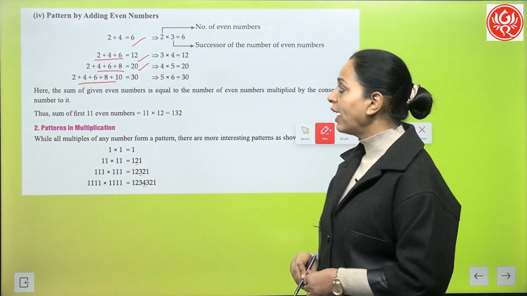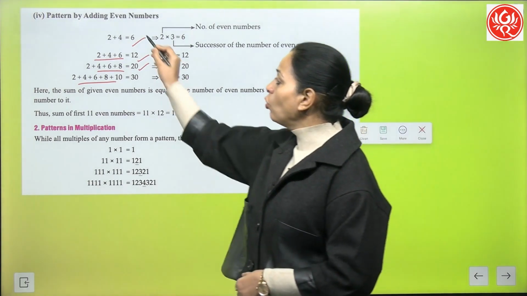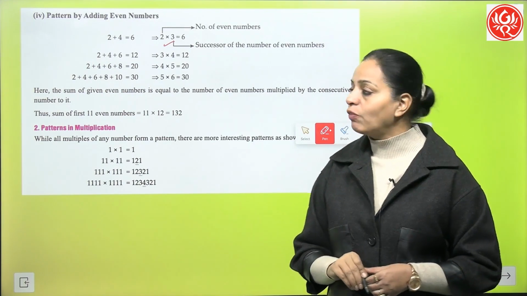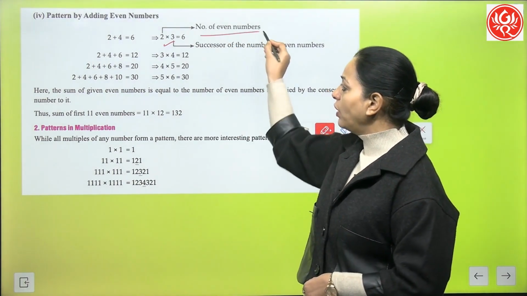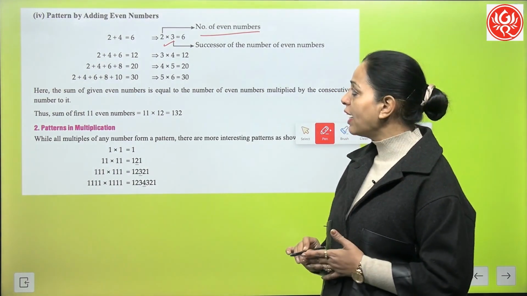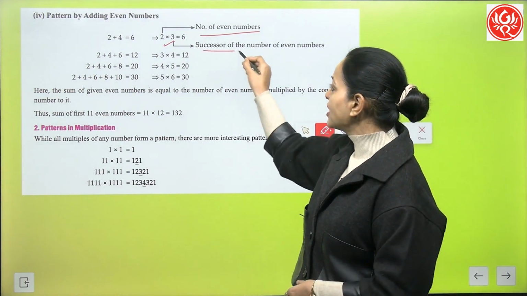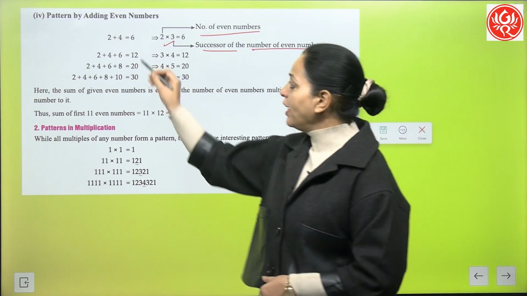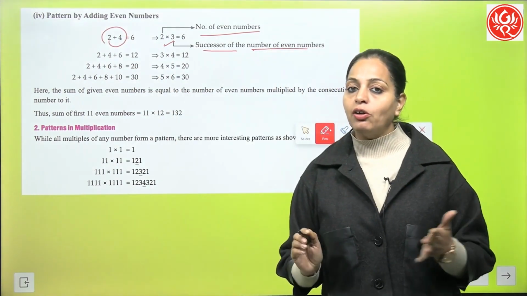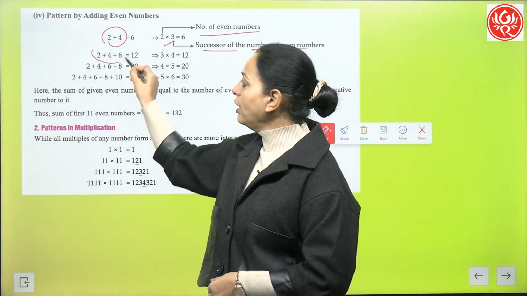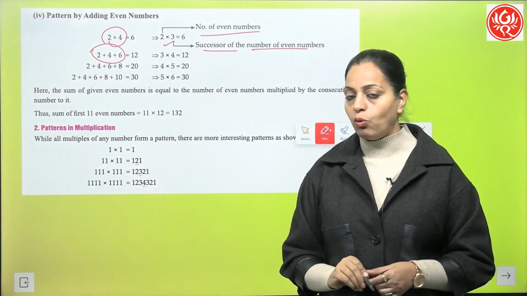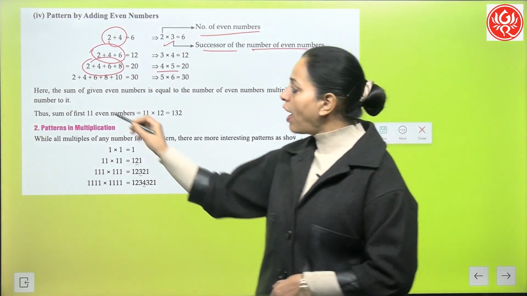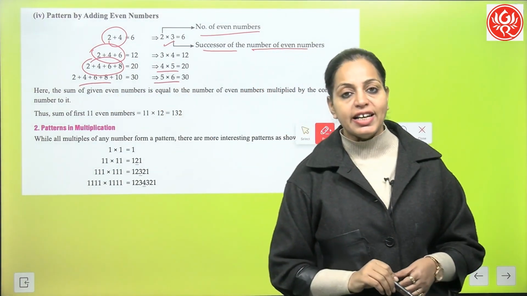So what are we getting? Here you can see 2 plus 4 equals 6. You can write 2 into 3, that is equal to 6. Means the number of even numbers multiplied by the successor of the number of even numbers, one more than that number. Like here there are 2 even numbers, so 2 into 3, right? Now here 3 numbers, so 3 into 4, okay? Here 4 numbers, so 4 into 5. Here 5 numbers, so 5 into 6, okay?